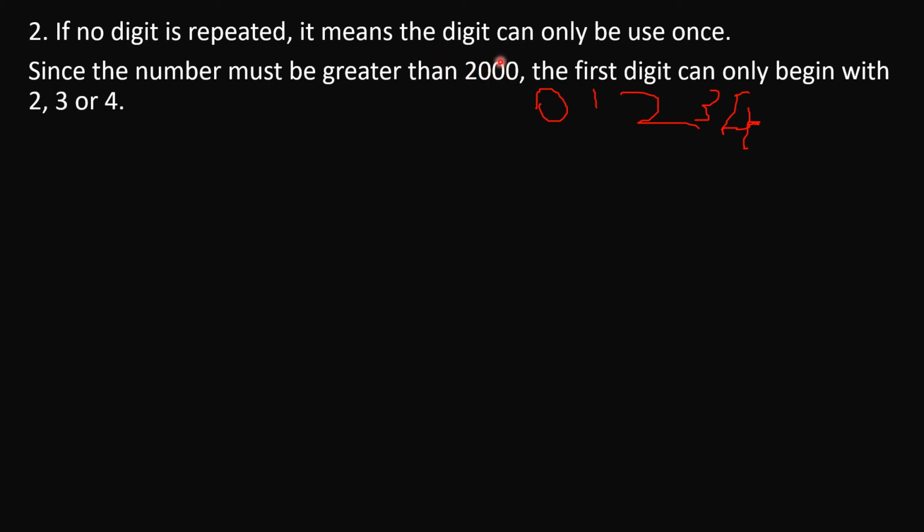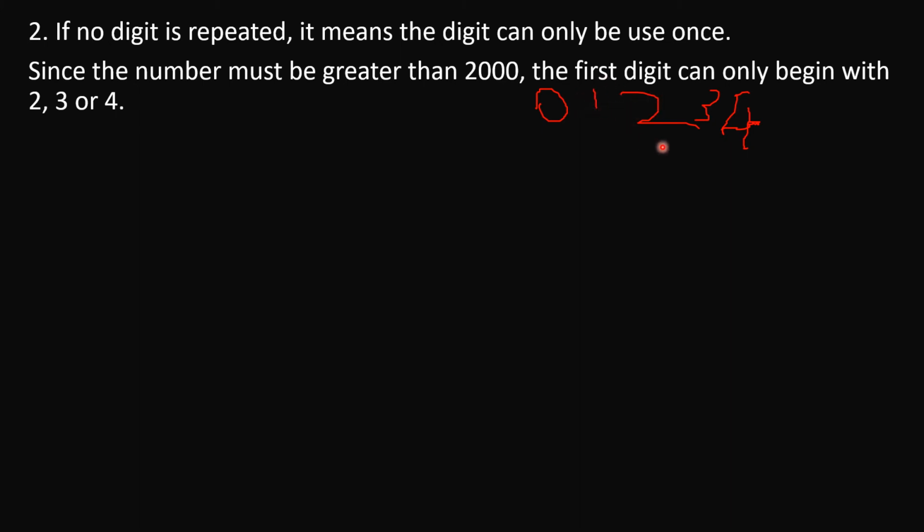I have these digits over here, 0, 1, 2, 3, 4, to form a number that must be greater than 2000. It means I can't choose 0 to be my first digit. Then I can also choose 1, but the highest 1 can go is 1999. That's the highest the 1 can go.